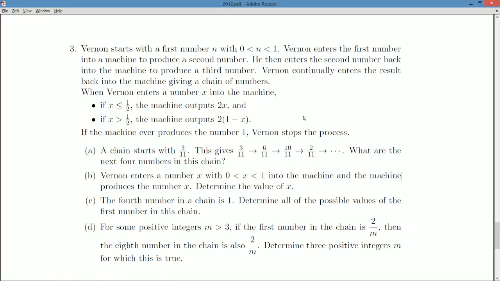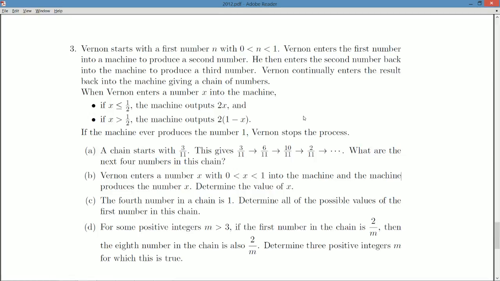Vernon starts with a first number n, with n between 0 and 1, non-inclusive. Vernon enters the first number into a machine to produce a second number. He then enters the second number back into the machine to produce a third number, and so on and so on. And this gives us a chain of numbers.